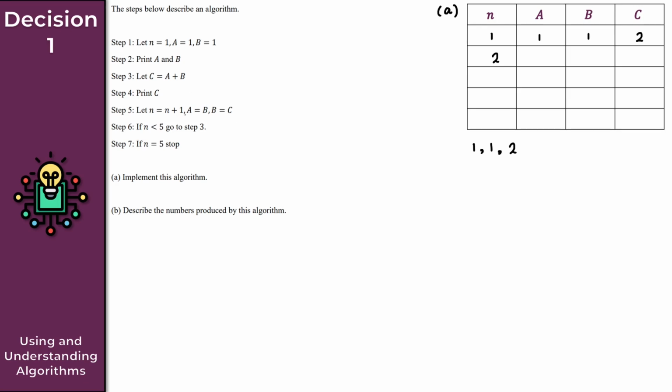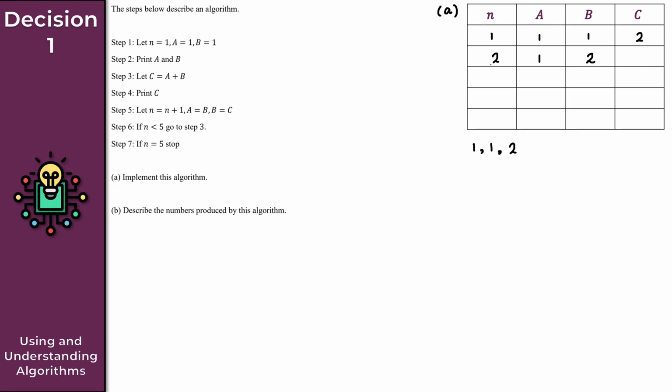The new value of a here is equal to the old value of b. So my new value of a here is just this value of b. So that's just 1. And my new value of b here is the old value of c. So my new value of b here is this value of c here, which is 2. Step 5 complete.